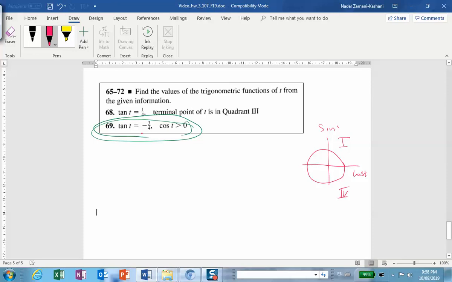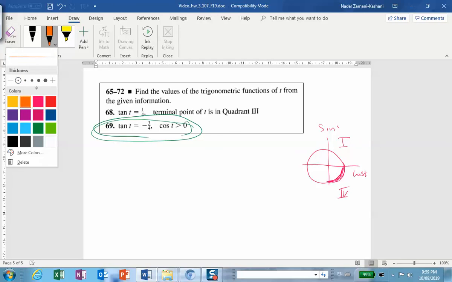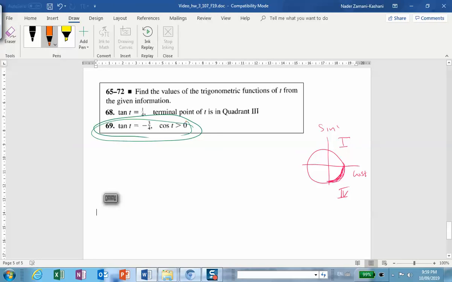Now let me remind you that if you're in the first or third quadrant, tangent is positive. So we are neither one of these two. So the place that we are actually is right there. We are in quadrant 4. So this information was not given to us explicitly, but we got it based on the second statement right here. Based on this, we know that you are in the fourth quadrant. Okay, so let's go ahead and do the rest of the problem.